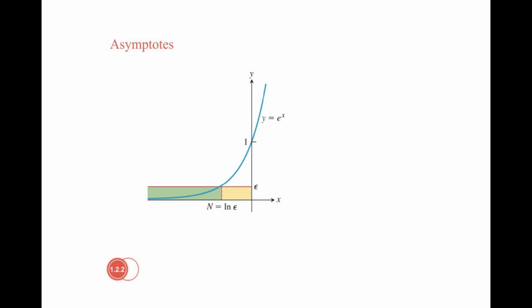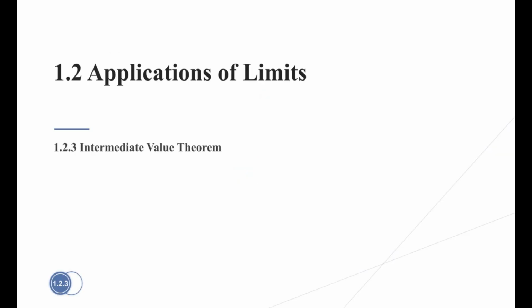Another example, the graph shows the exponential function y equals e to the power of x. As x goes to negative infinity, the graph gets closer and closer to the x-axis. That means y equals 0 is a horizontal asymptote. The graph never actually becomes 0, but it approaches 0 as x goes further to the left. So this is another example of how limits describe end behavior. And the last one.